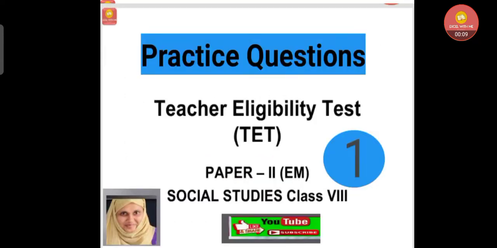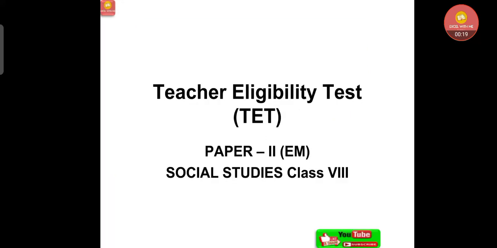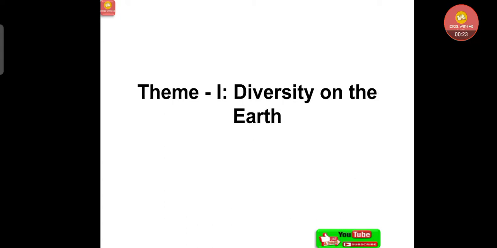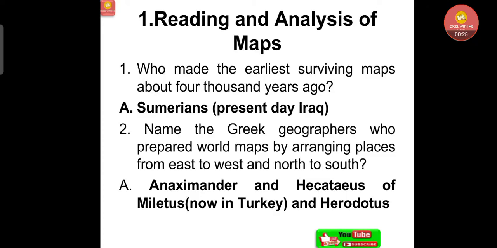Let's start today a new session, that is practice questions related to the Teacher Eligibility Test, Paper 2, Social Studies, Class 8th. Let's start with Class 8th. I am going to cover 6 chapters here. Diversity on the Earth, that is the theme of this. Let's start with reading and analysis of maps.